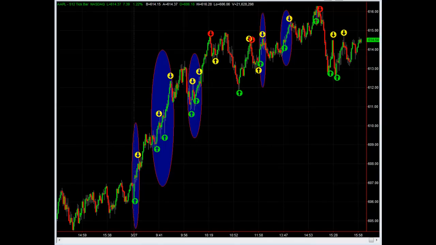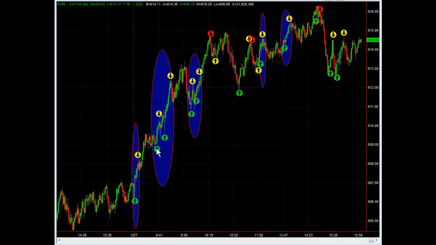Just today I had 9 trades on Apple, and 8 out of 9 were winners. So starting the day off, here's my first entry. Went long here on Apple, and this was about a $2 move. Got in around 605.50 and got out here after about a $2 move up, and then went flat.